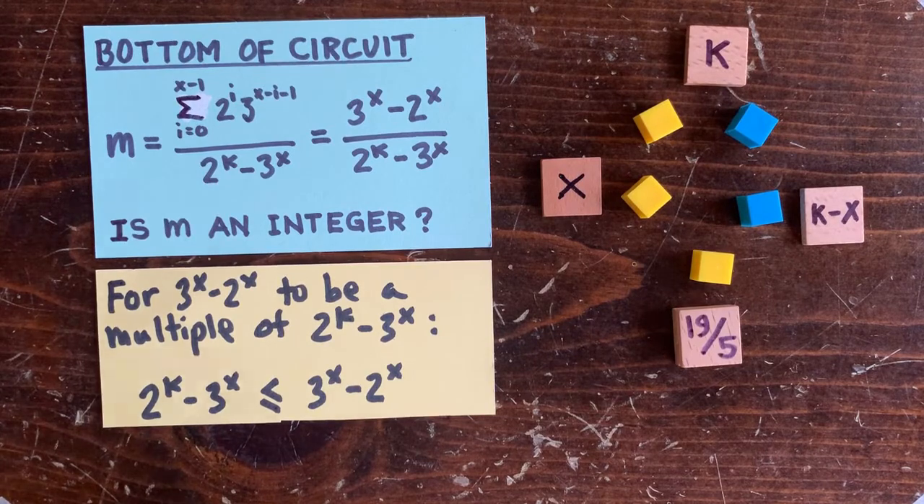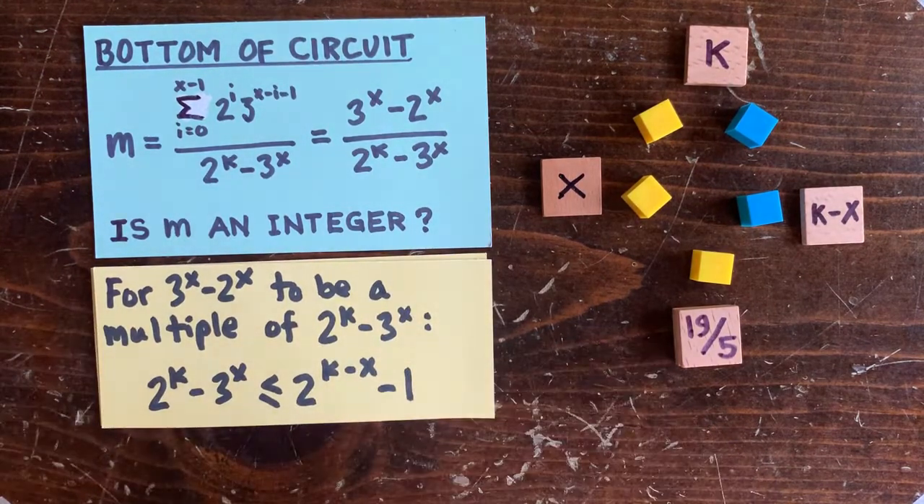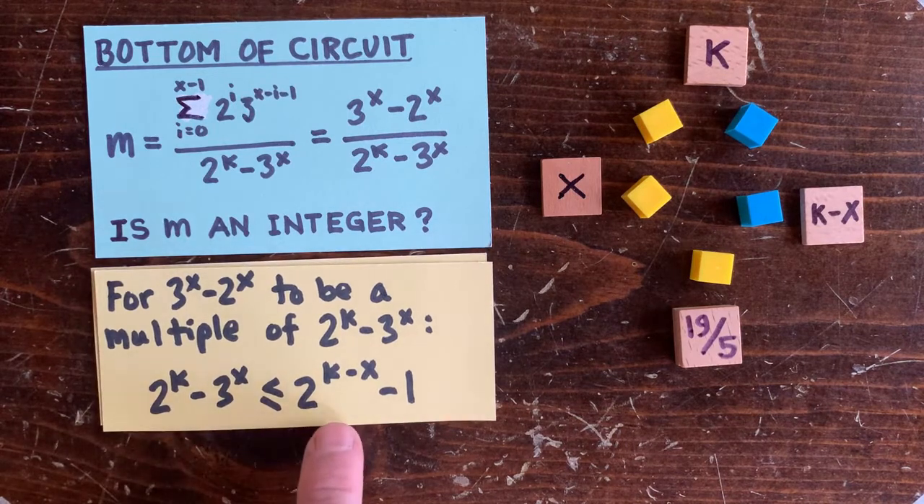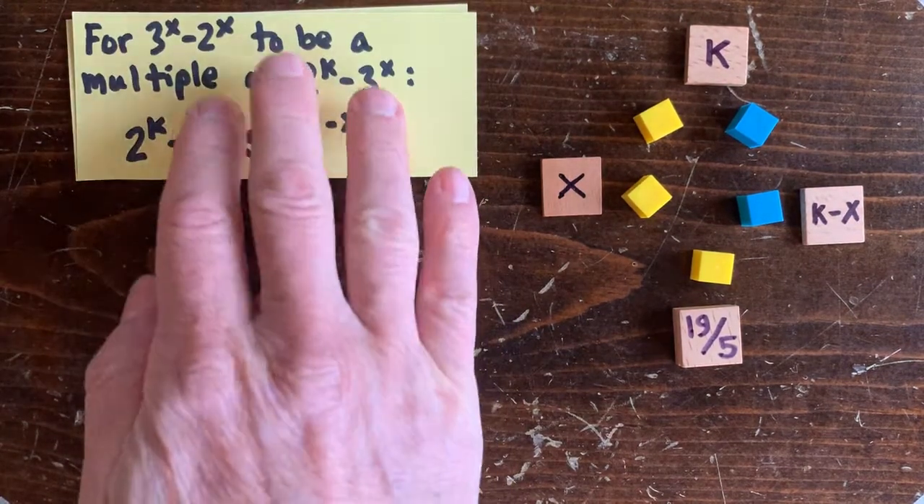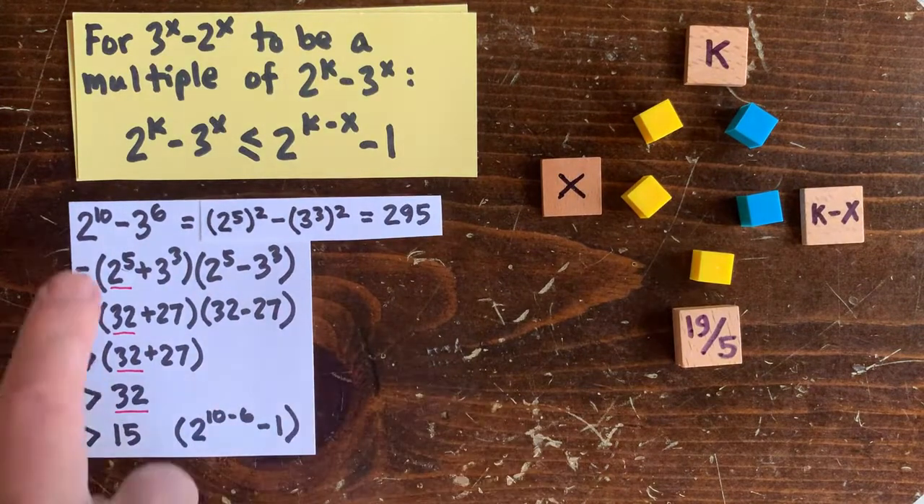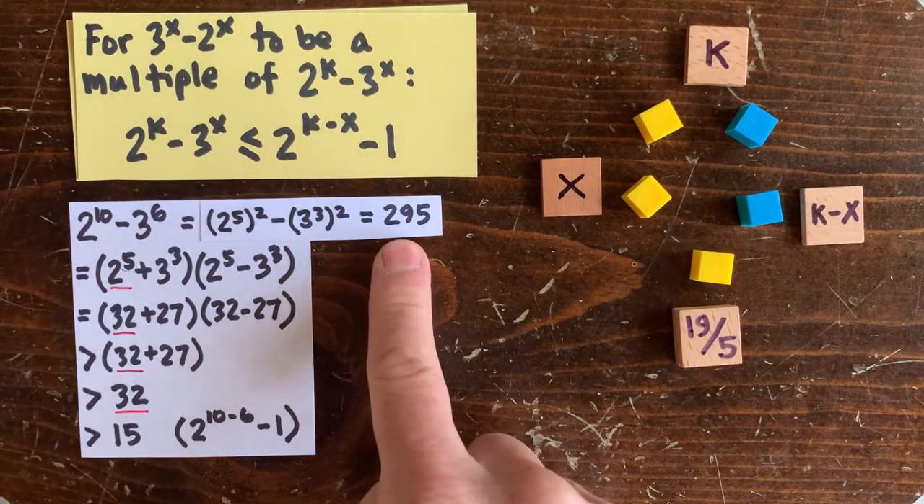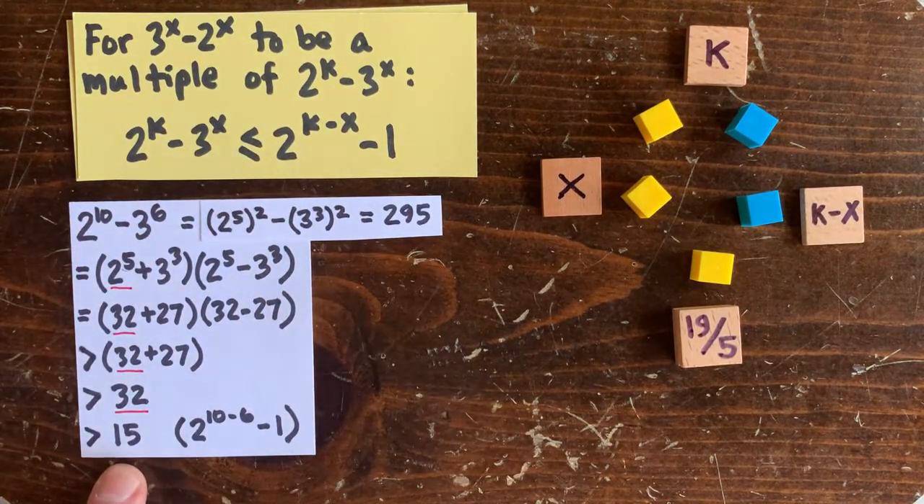And previously we looked at greatest common factors, where we also concluded that 2 to the k minus 3 to the x has to be smaller than 2 to the k minus x minus 1, which is stricter, and in fact this never seems to be the case. So for example, take 2 to the 10th minus 3 to the 6th, which is 295. Well, that's way bigger than 2 to the 4th minus 1, which is 15. And we can actually prove that. Let's follow the proof in this case.